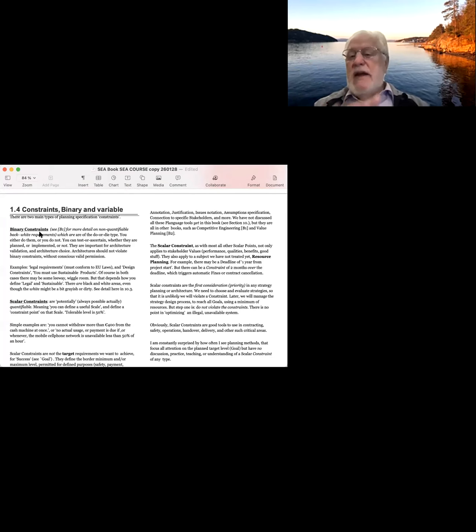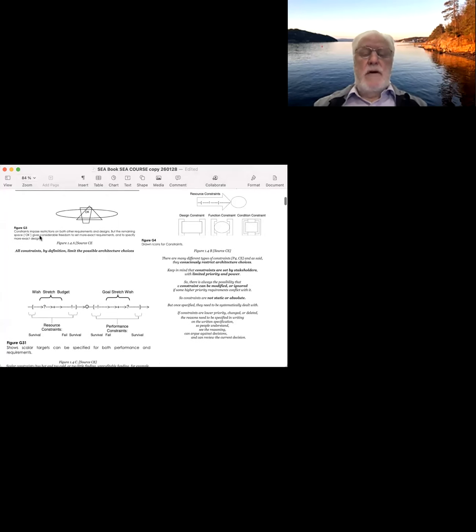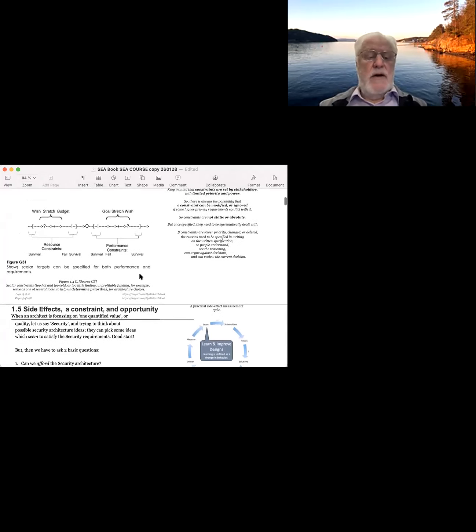The point is we need to state what the constraints are, make them visible, and then every time we are evaluating any architectural idea, somebody needs to ask the question: does this violate any of the constraints, either the scalar constraints, money, time, people, or the binary constraints, legal, not legal, that kind of thing. So here are some diagrams about scalar and binary constraints. You can look at them if you like, but it's just going into more detail about two fairly simple concepts.